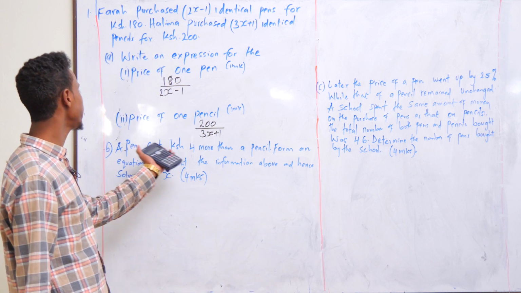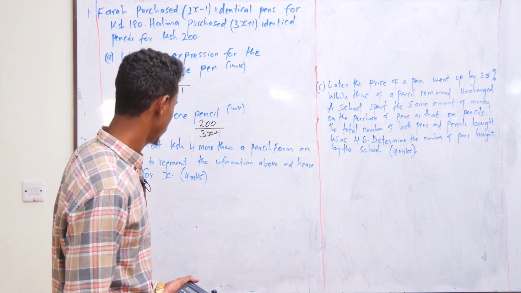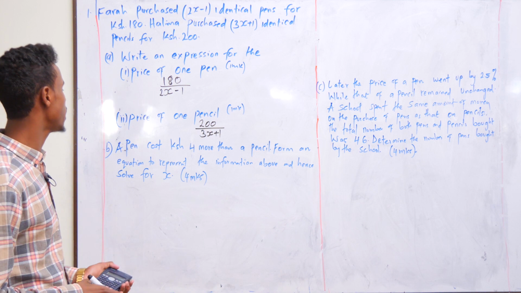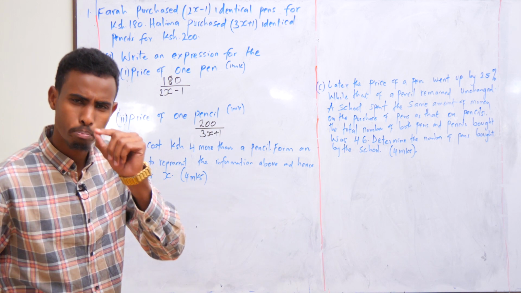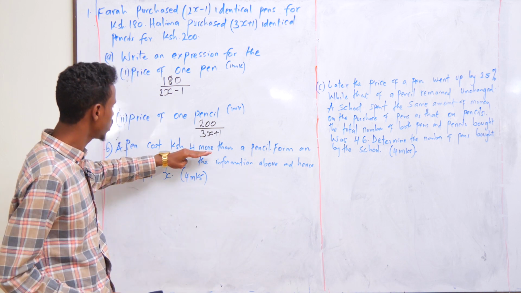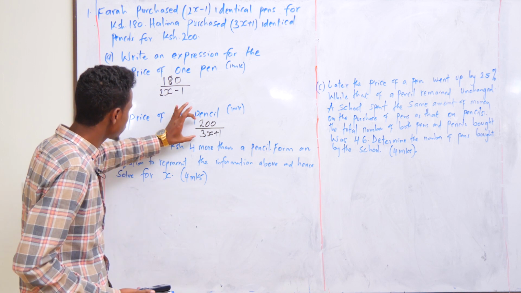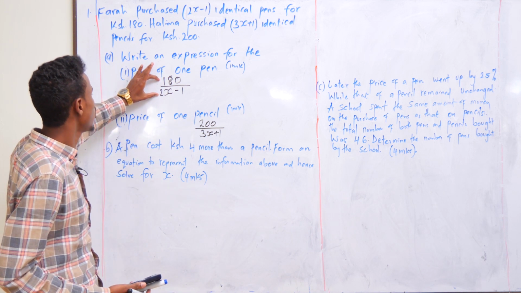Very simple. A pen costs 4 more than a pencil. Form an equation to represent the information above and hence solve for x. Now, the price of one pen is 4 more than the price of a pencil. And we know the price of a pencil is this and the price of a pen is this. Now this one is shillings 4 more than this.